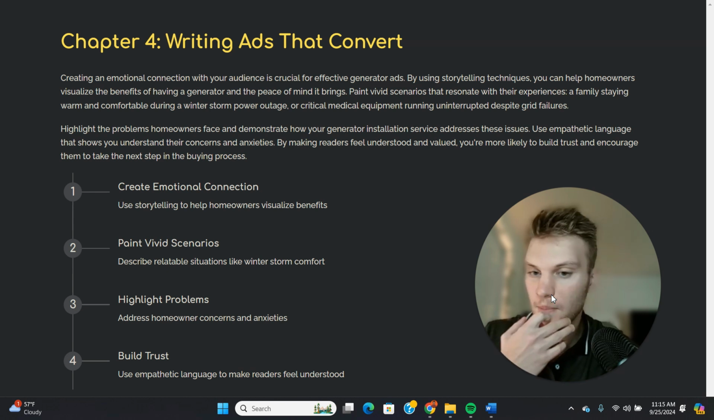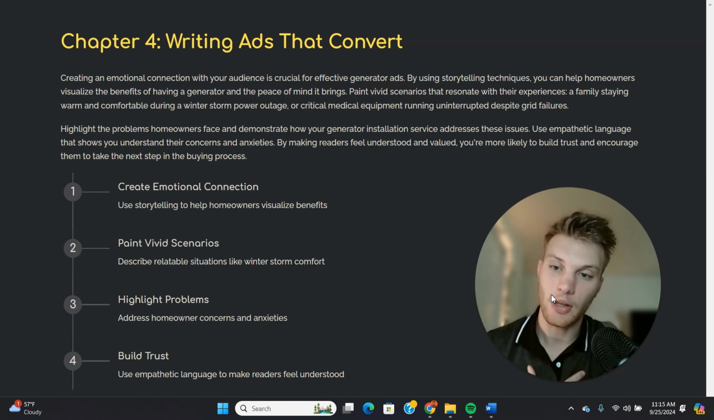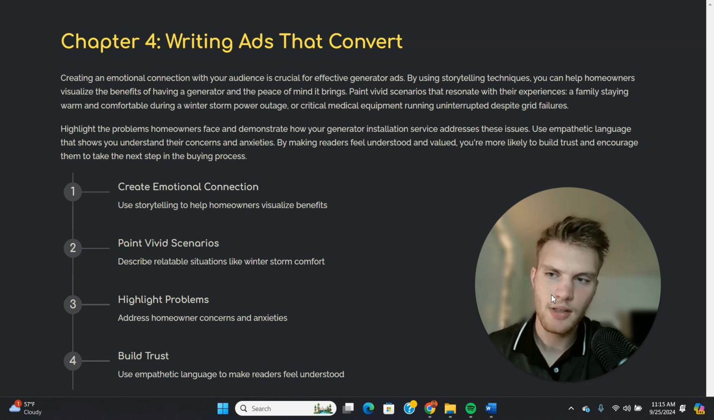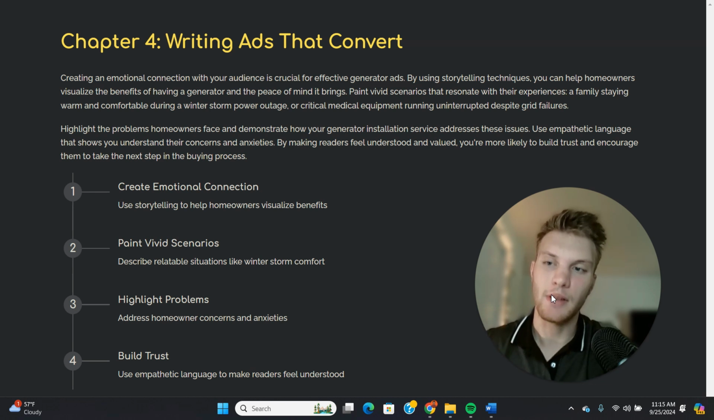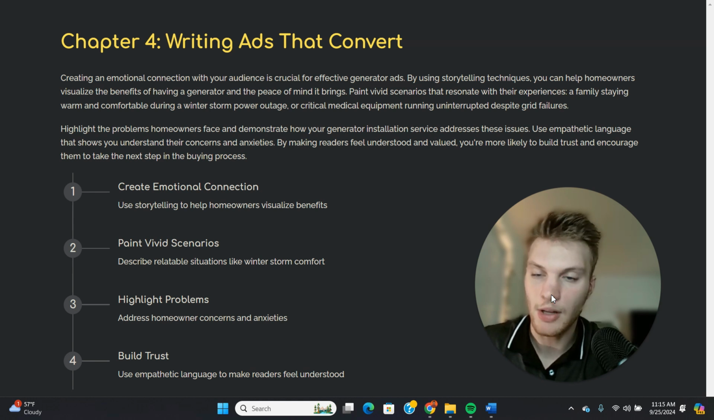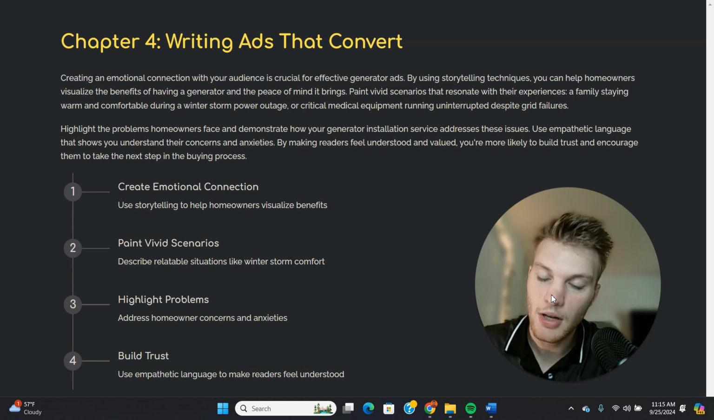So paint vivid scenarios, highlight the problems, get them to try to feel those emotions by painting those vivid scenarios, and then use empathetic language to make the readers feel understood. And then as far as the order that you do this in, you should be painting these vivid scenarios that push on their pain points. Like, what if you didn't have your oxygen machine during the next power outage?